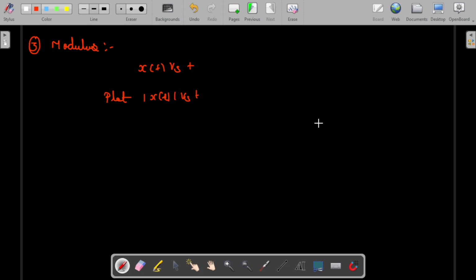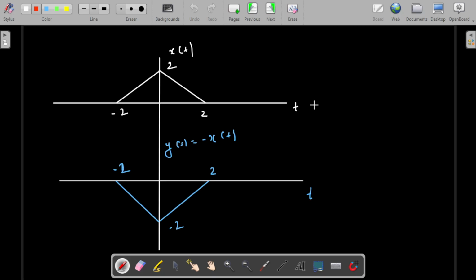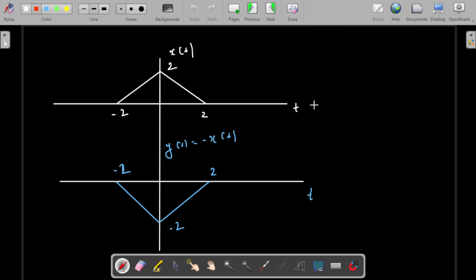Today, our point of discussion is operations on the dependent variable. So the third operation is the modulus. The first two operations, amplitude scaling and amplitude reversal, we have already dealt with in an example, so you will have a good idea about them.